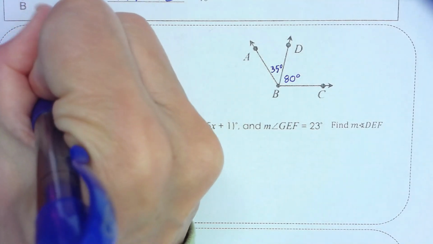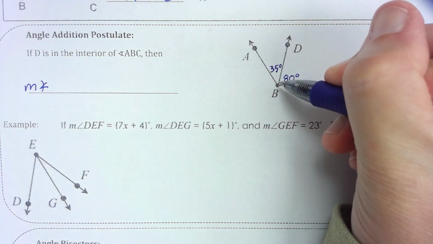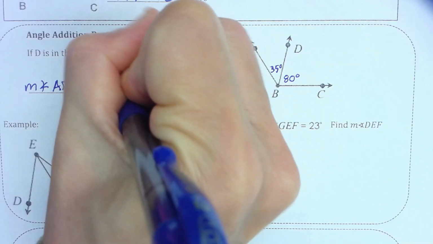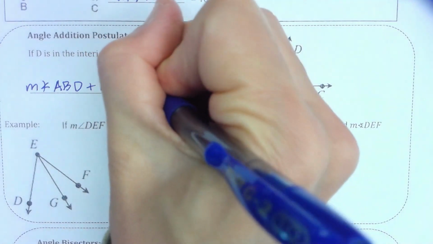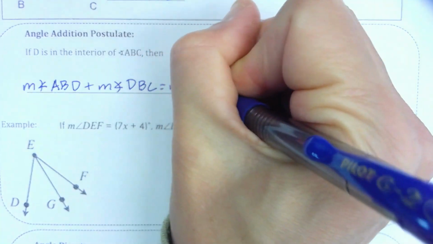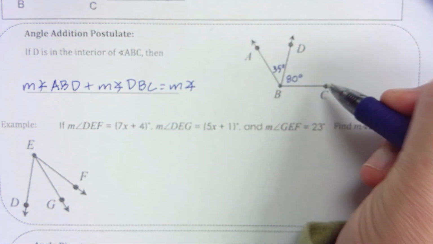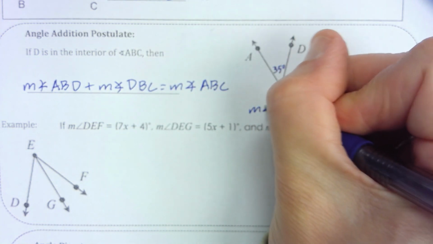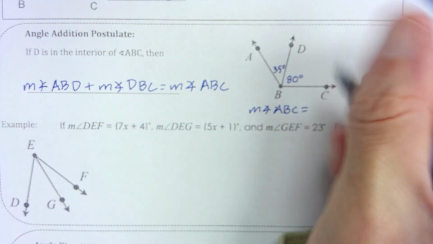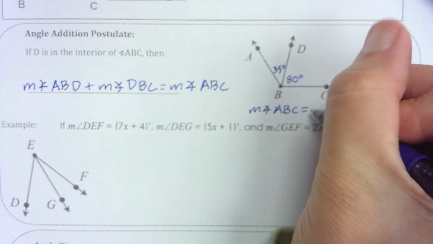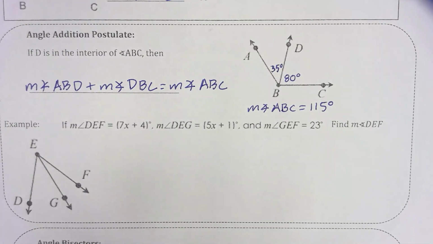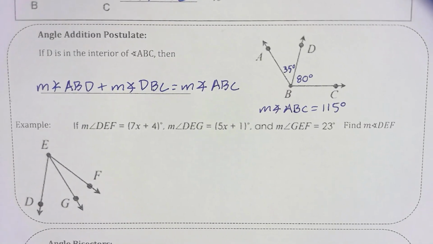The measure of angle, and I have to be very careful how I name these, ABD, plus the measure of angle DBC equals the measure of angle ABC. So in this drawing, the measure of angle ABC is 80 plus 35, 115. Why does this keep going blurry? Okay, now we can apply that postulate to lots of different types of problems.